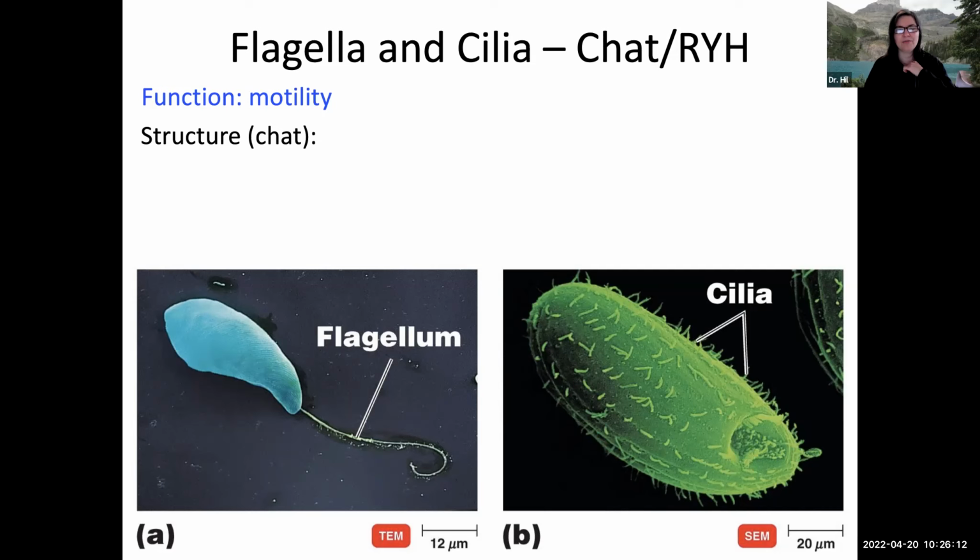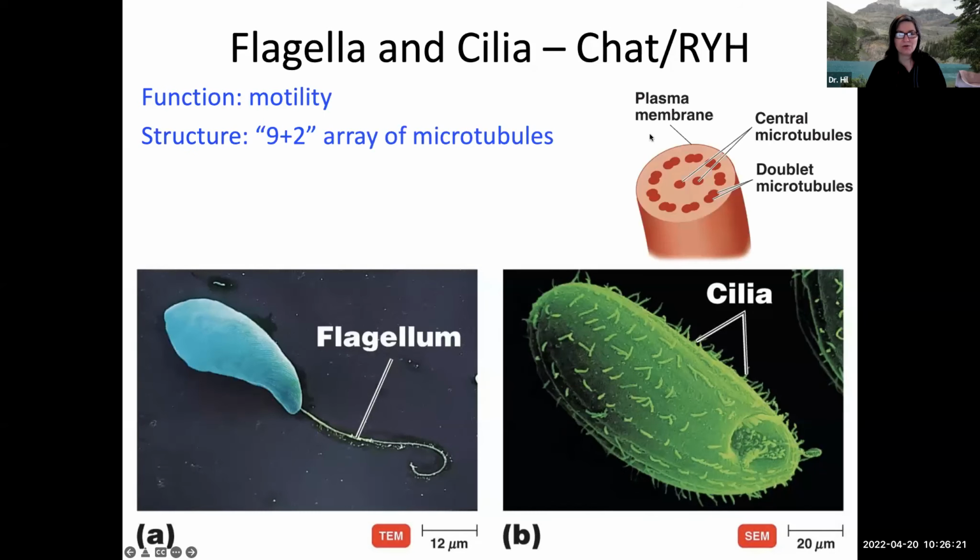Correct. They're made of microtubules. And in fact, it's not just sufficient to say microtubules. You want to understand that it is what we call a 9+2 array, which is very jargony, I know, but it's a 9+2 array of microtubules. It's a whole bunch of microtubules organized in a very particular way: 9 pairs in a circle with 2 in the middle.